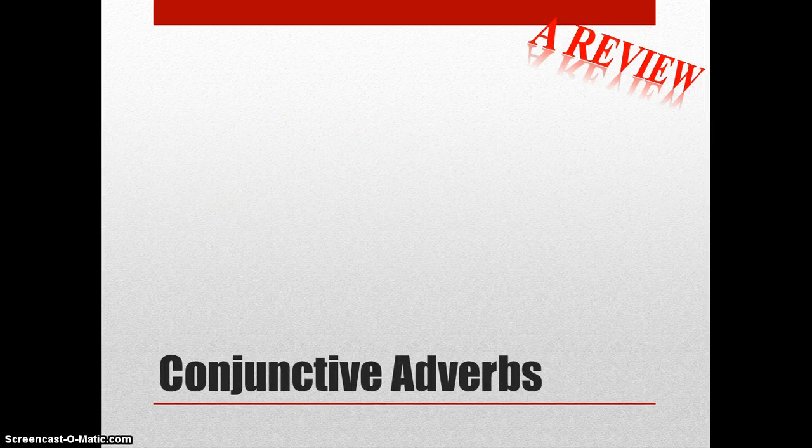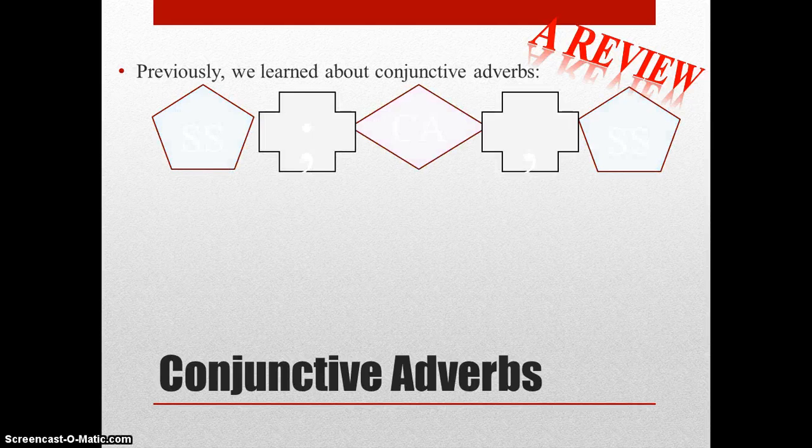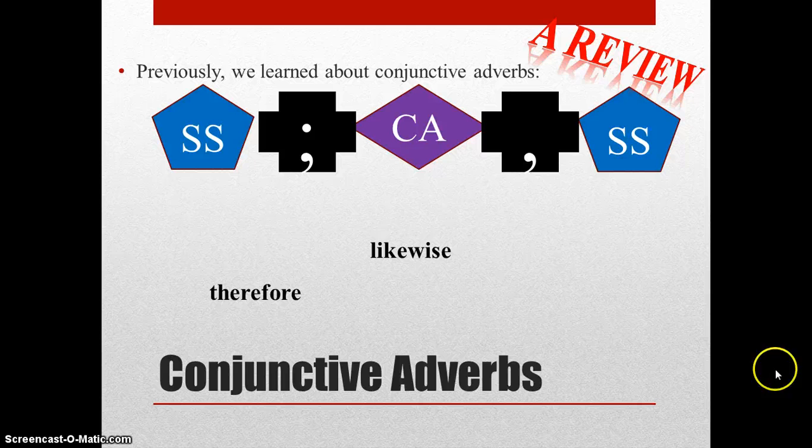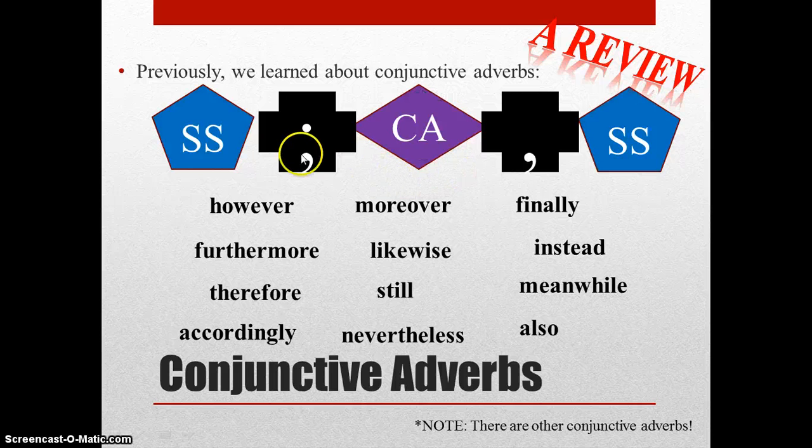And then last time we learned about conjunctive adverbs. And that, of course, is the pattern. It's got two simple sentences, so we're combining two ideas, and then this conjunctive adverb between the semicolon and the comma helps shine light on what the relationship is between those two simple sentences, what the connection is.